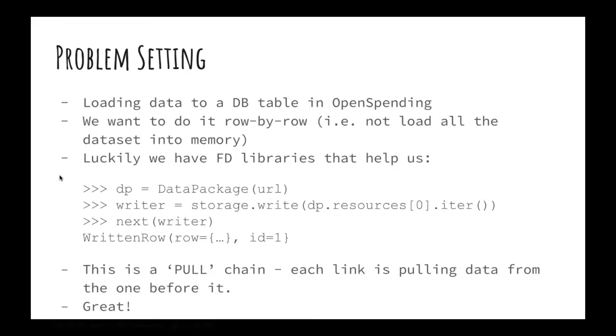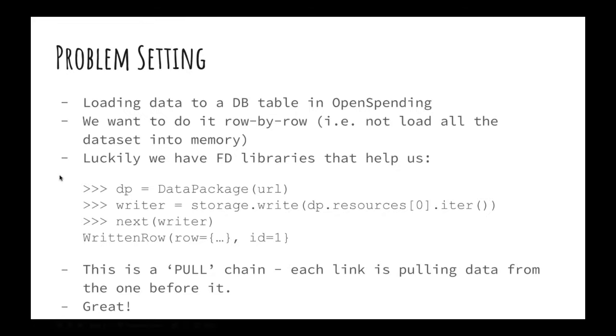The problem I had was related to loading data into a database in OpenSpending. In OpenSpending, we want to load the data row by row. We don't want to load the entire data set, which could be quite big, gigabytes of data, into memory all at once. So we want to load the data row by row. And we have pretty nice frictionless data libraries that help us.